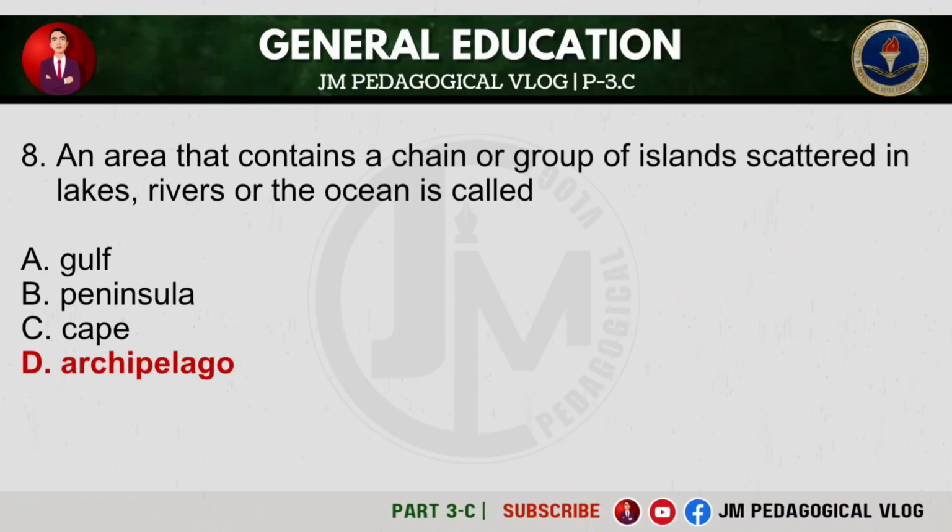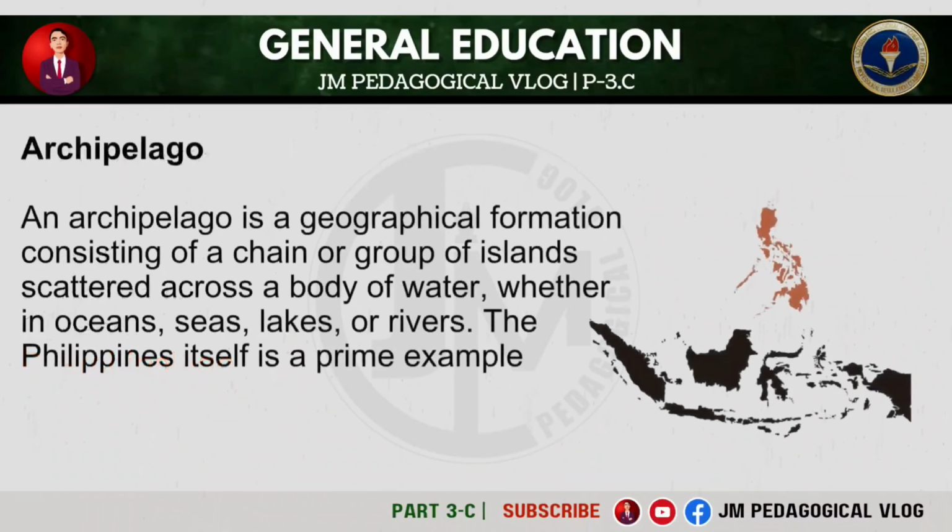D. Archipelago. An archipelago is a geographical formation consisting of a chain or group of islands scattered across a body of water, whether in oceans, seas, lakes, or rivers. The Philippines itself is a prime example.